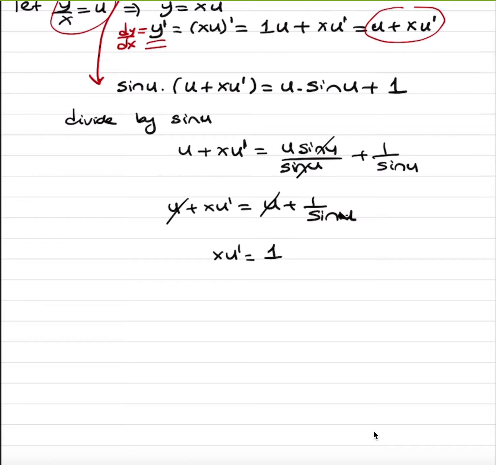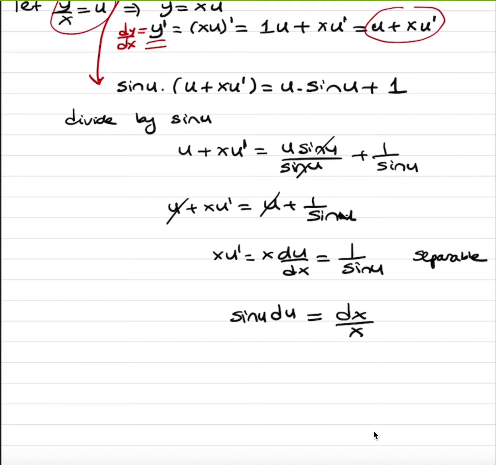1 over sine u, or we can write x du over dx is equal to 1 over sine u. So now it is separable, right? We can collect u terms to one side and x terms to the other side. So it is a separable one.